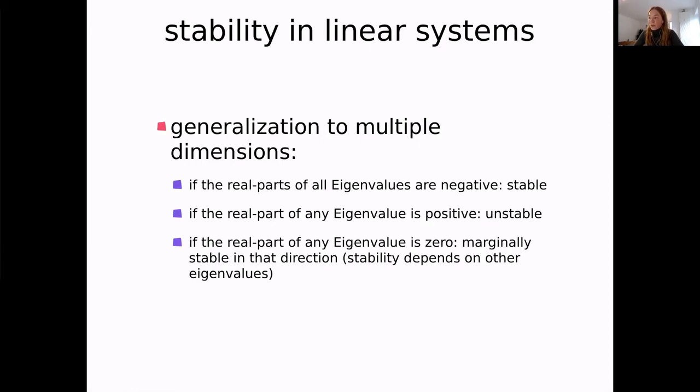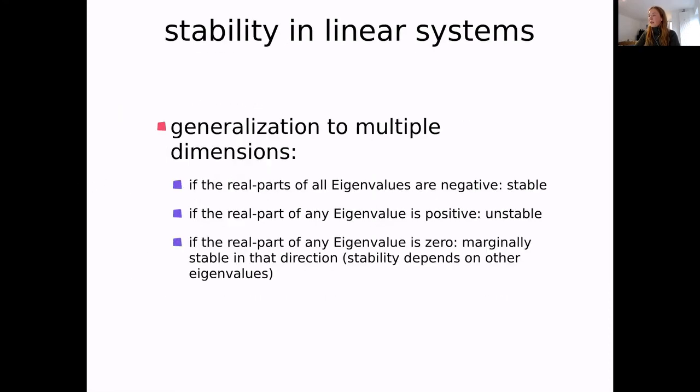And also we have this weird case of the real part of any eigenvalue being 0. And then it's kind of this weird marginally stable thing in that direction. But other eigenvalues may have a negative or positive real part, and then the stability depends on those other eigenvalues. This is only true for linear systems, and we talk about nonlinear systems in a moment.